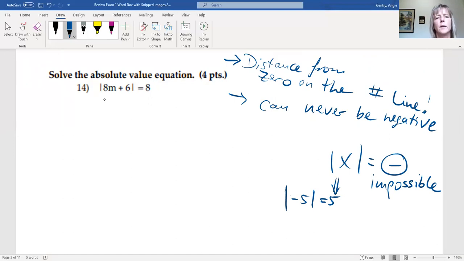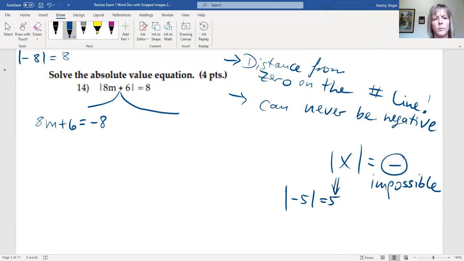So what I want you to get out of this, there are two things that make that statement true. The inside can be either a -8, because the absolute value of -8 is 8. The distance you go from 0 to -8, that distance is 8. You see, you cover 8 steps. And the absolute value of 8 is also 8.